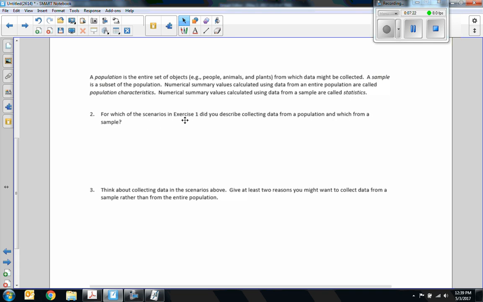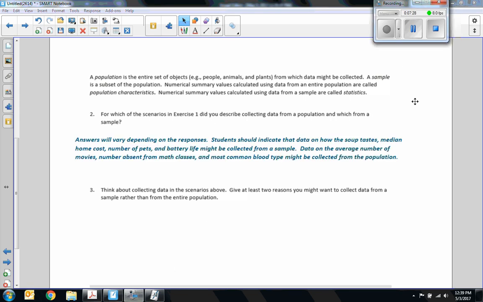For which of the scenarios in exercise 1 did you describe collecting data from a population and which from a sample? Okay, answers would vary in the situation depending on the responses, but students should indicate that data on how the soup tastes, median home cost, number of pets, and battery life might be collected from a sample. Data on the average number of movies, number absent from a math class, and most common blood type might be collected from the entire population.